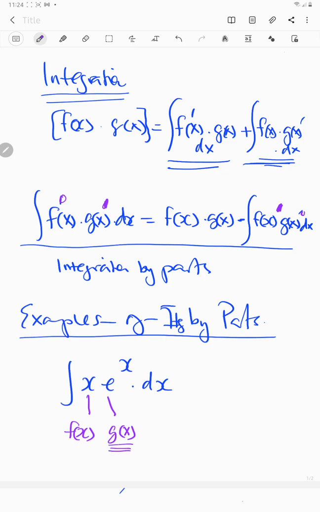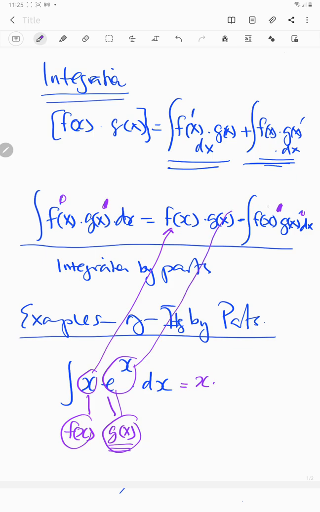Then, looking at the formula, what about f(x)? In this case, I will have f(x) as the x, and g(x) is equal to this one. But here I need to find what my g(x) is. My g(x) there is equal to e^x. So here I should now take the integral.